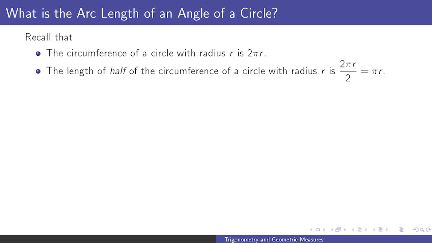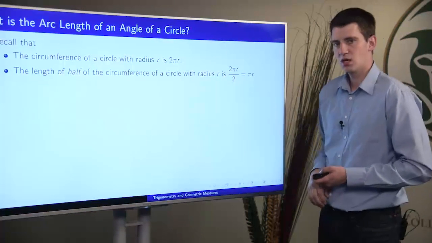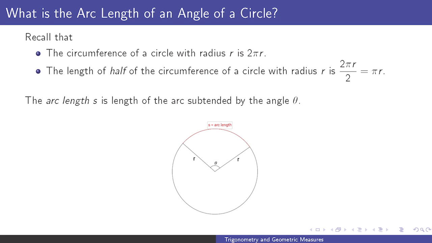So we want to recall that the circumference of a circle of radius r is 2 pi r, and also that the length of half of the circumference of a circle with radius r is 2 pi r over 2, which is equal to pi r. So that's just some information we're going to use. So let's get the notion of arc length better defined.